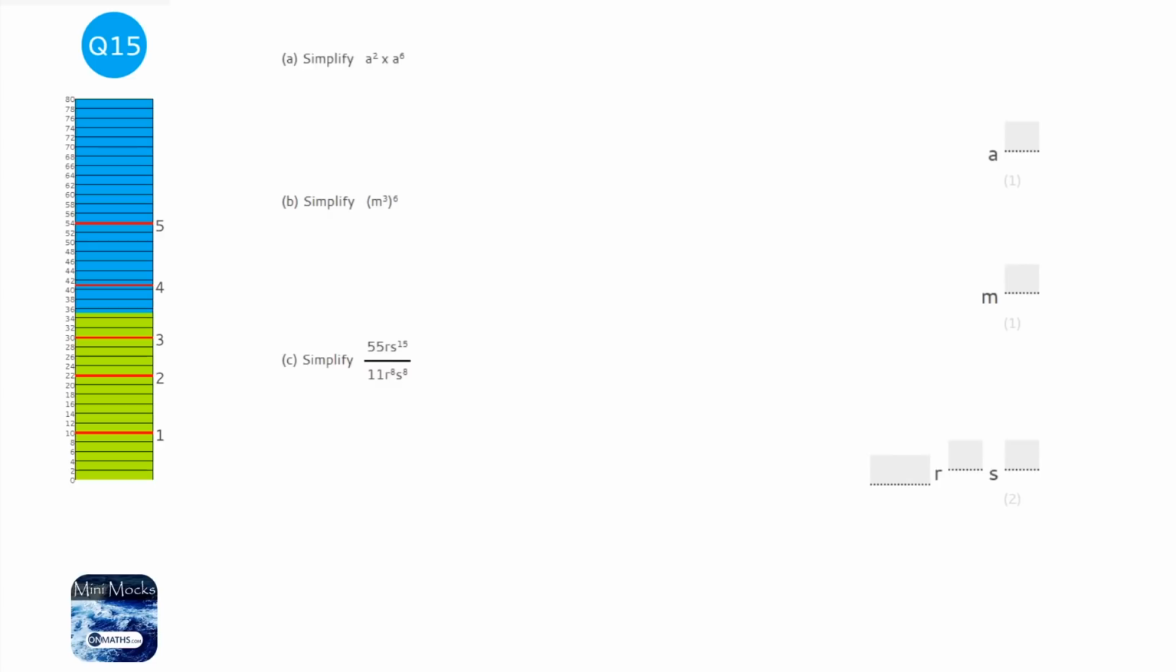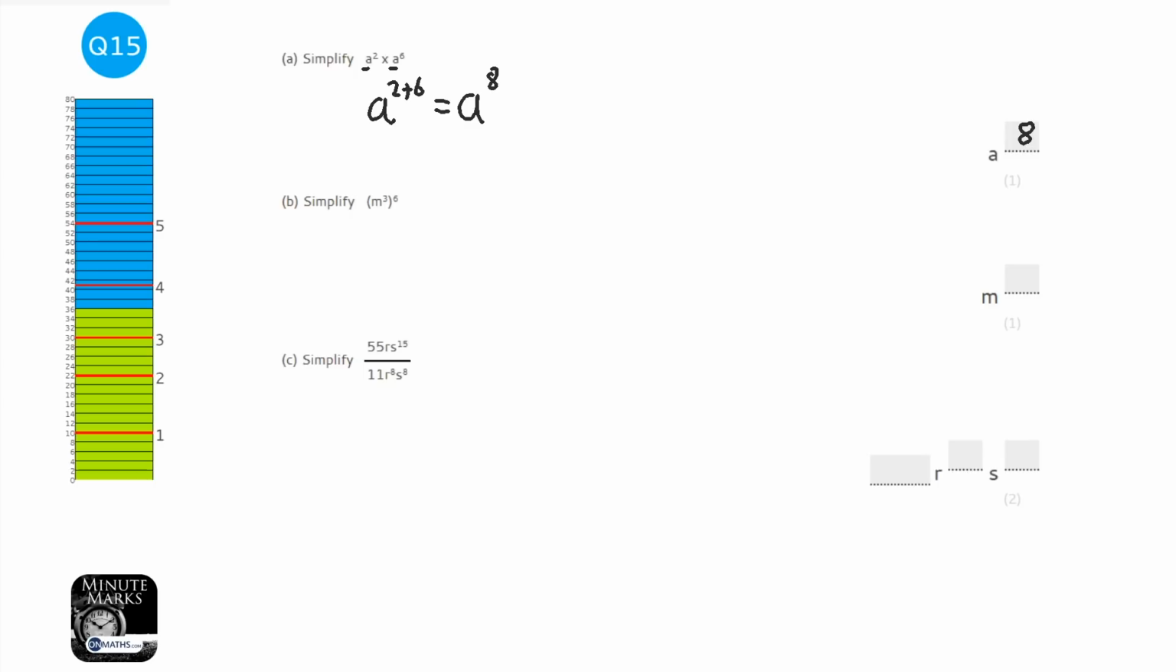These questions are just based on a few rules of indices. The first rule says that if you've got two powers with the same base, which these two do because they're both A, you add the powers. Now if you think about it, A squared is A times A, and A to the power of 6 is A times A times A times A times A times A. So in total we're timesing A by itself 8 times. So it's A to the power of 8.